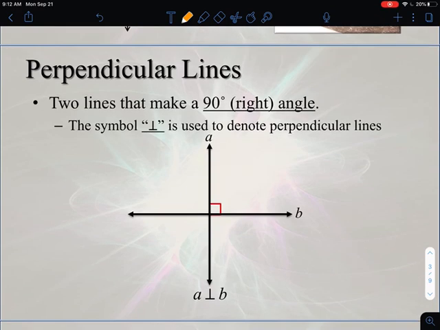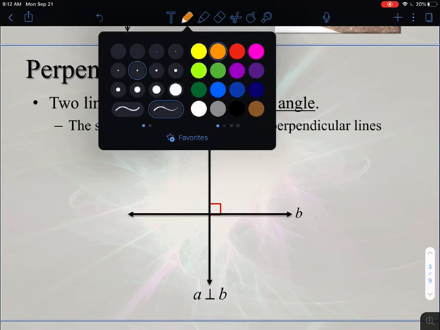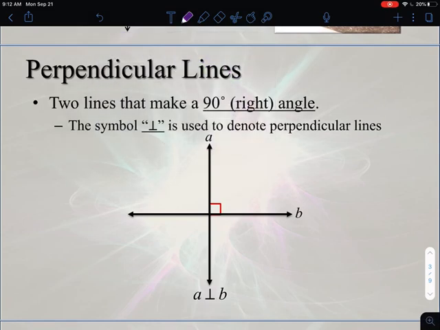Perpendicular lines we've talked about before. With perpendicular lines, these are lines that come together and form right angles, so they're going to make a 90 degree or a right angle. The symbol we use for perpendicular is an upside down capital T. So when I want to say two lines are perpendicular to each other, you're going to see that symbol, like down here, saying line A is perpendicular to line B.